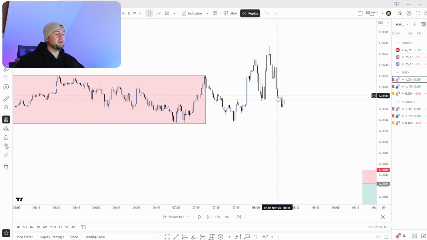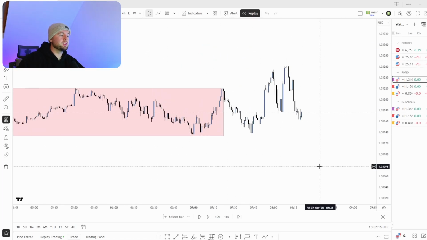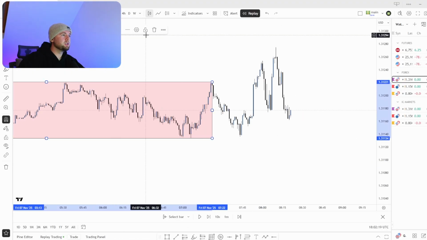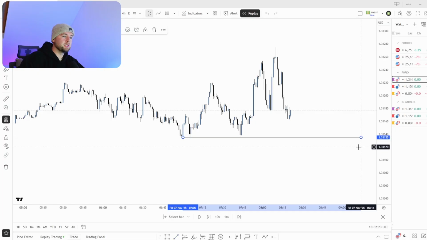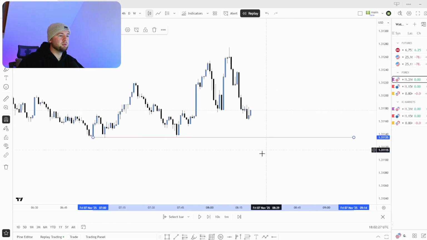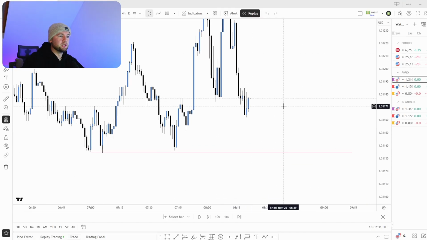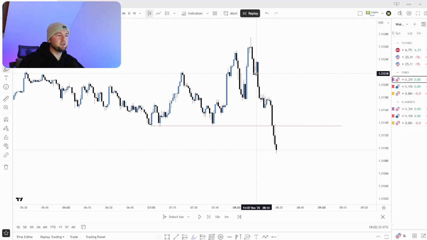All right. And then let me get rid of all this waste of space, and get rid of this box. You want to mark out the lowest point of that accumulation area, okay, which is here. I'll mark this out in red for you all so you can see it a bit better. And we want to see price smash straight through this point, okay? So as you can see, price with no hesitation pushes quite aggressively through this point.